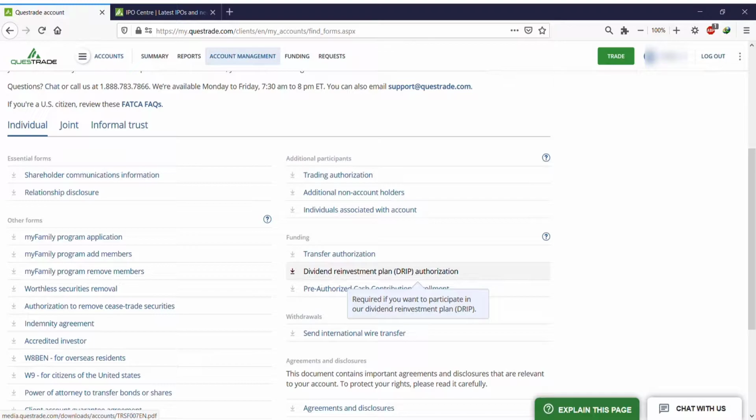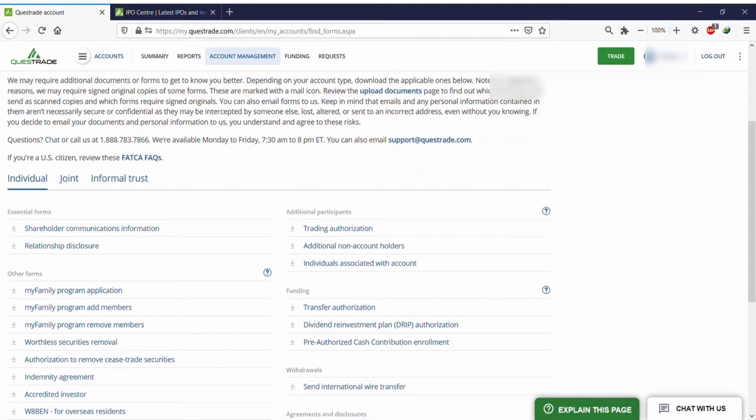So what happens is, for a company like, for example, Ryokan, that pays you dividends, you can ask Questrade to automatically buy the shares of Ryokan with your dividends instead of just putting it in your account as cash, okay? So that's a good thing. Pre-authorized cash contribution or transfer authorization. So these are the forms, okay? Agreements and disclosures. Any form that you want, you can find it here.